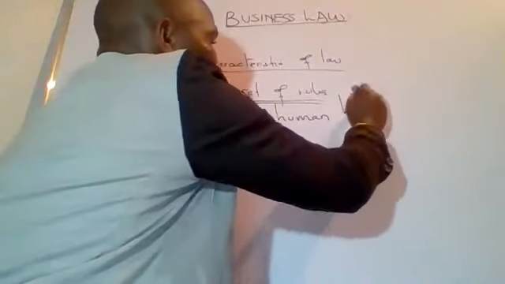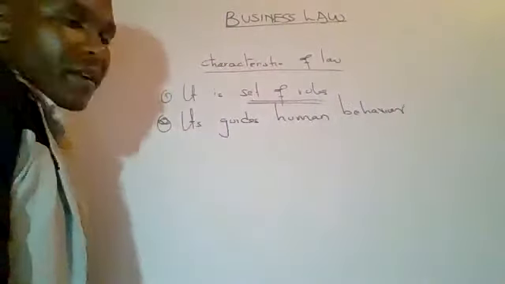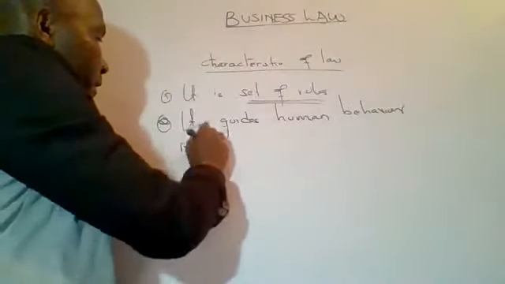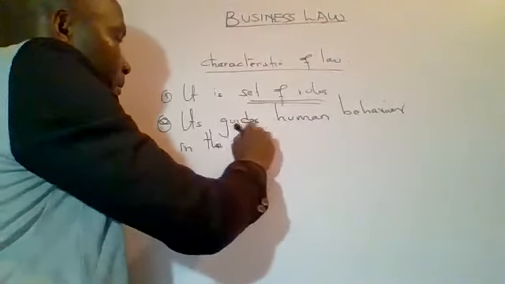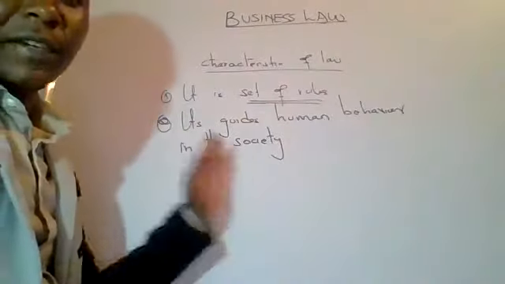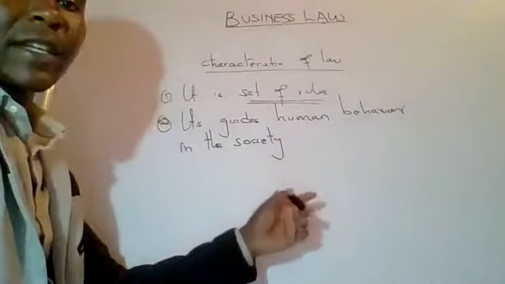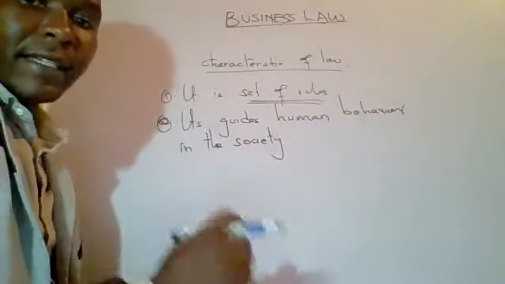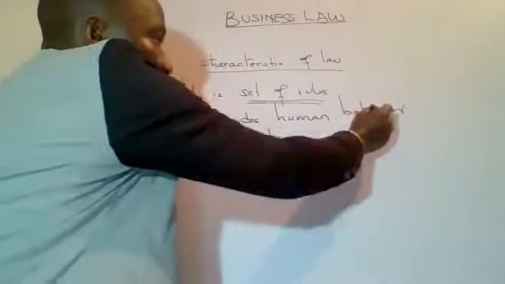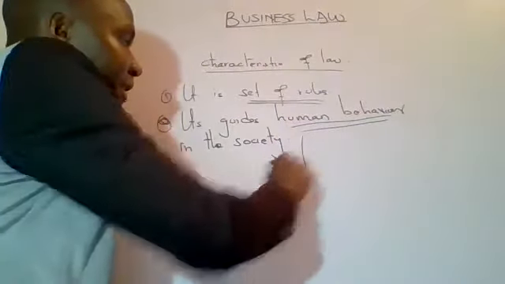Guides human behavior in the society. It guides human behavior in the society. So these laws are guides. It governs. So that governing is about human behavior.